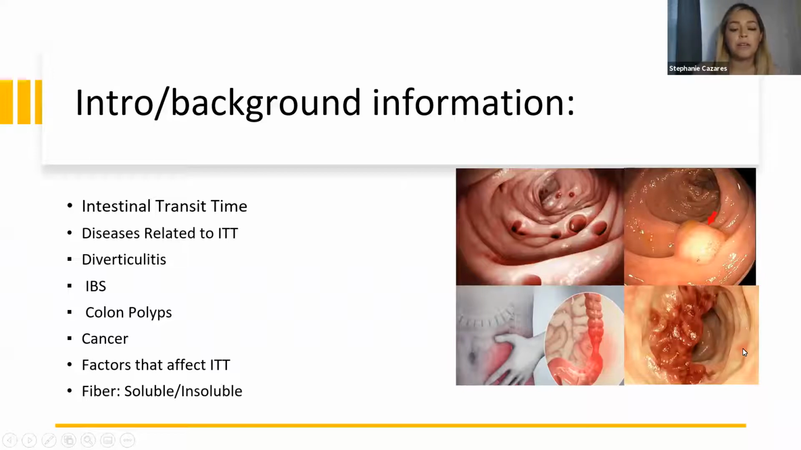Some factors that can affect intestinal transit time are having a diet that is too low in fiber, consuming dairy products, medicine, not enough exercise, and even stress. Therefore, it is important to have an adequate amount of fiber in our diets. Fiber can be classified into soluble and insoluble types.